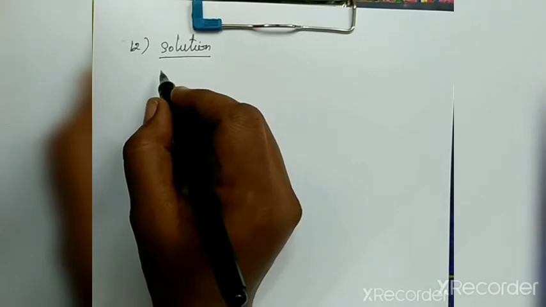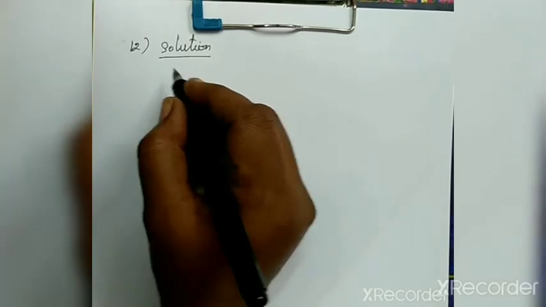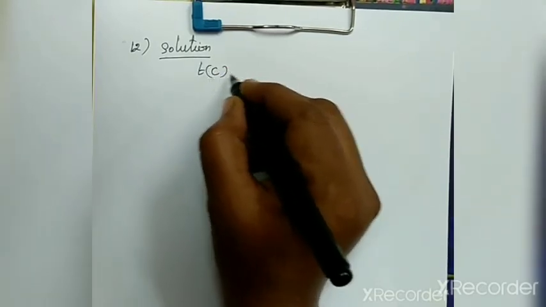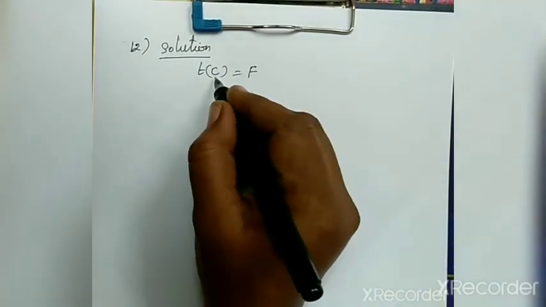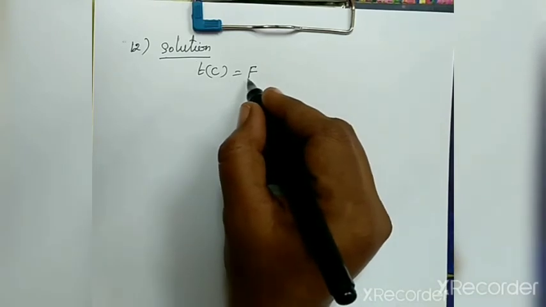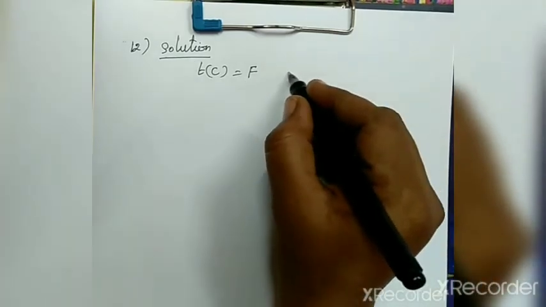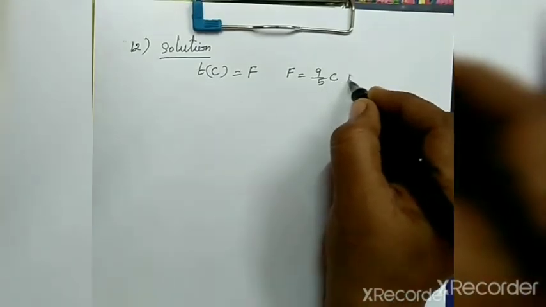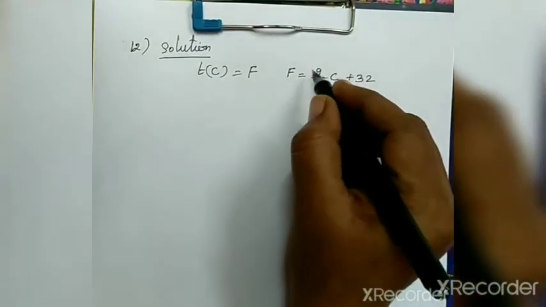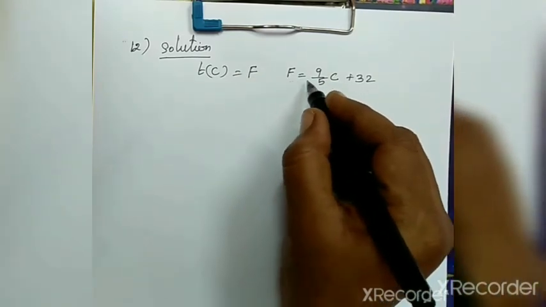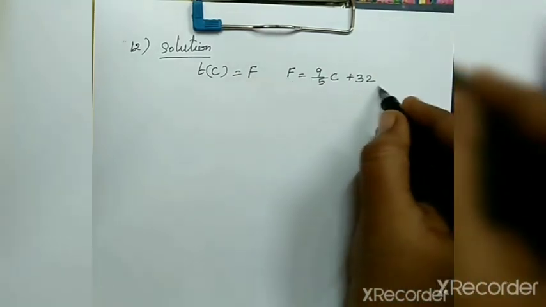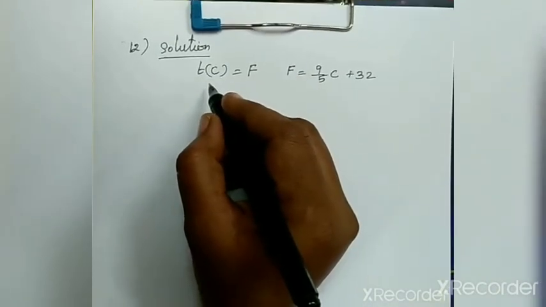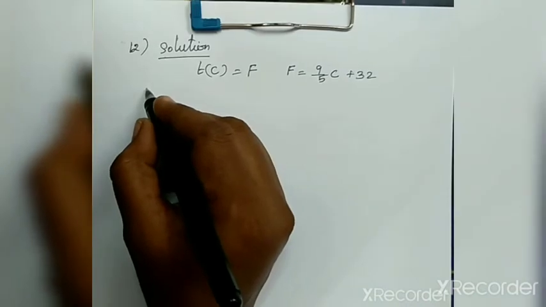Now we are going to do the 12th sum. In the 12th question, the function is given like this: T of C equals F. Here C is Celsius and F is Fahrenheit, where F is equal to 9 by 5 into C plus 32. This is given in the question: Fahrenheit equals this function. Now we are asked to find 5 values of Celsius. We will find them one by one.